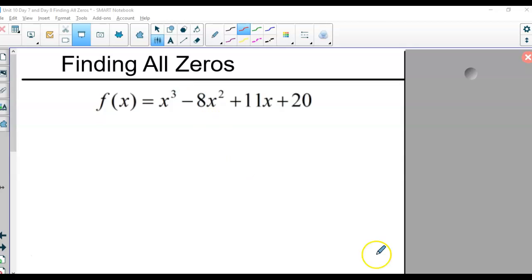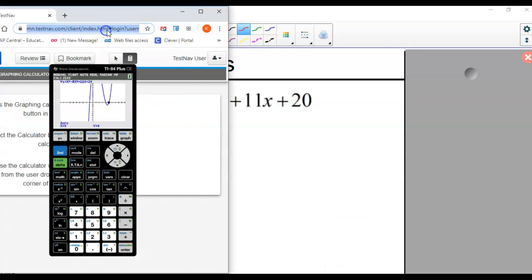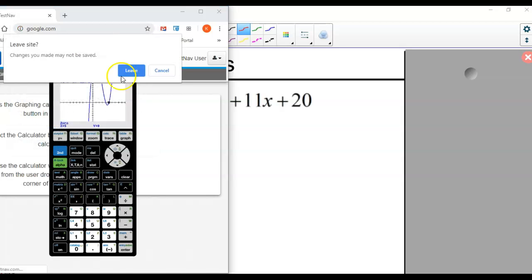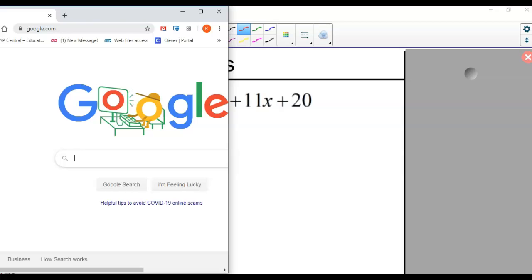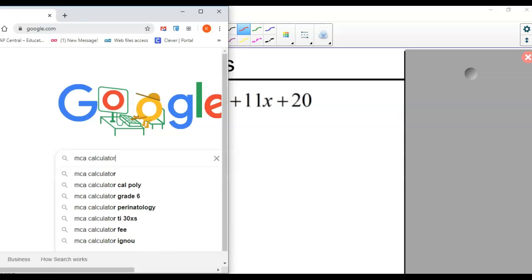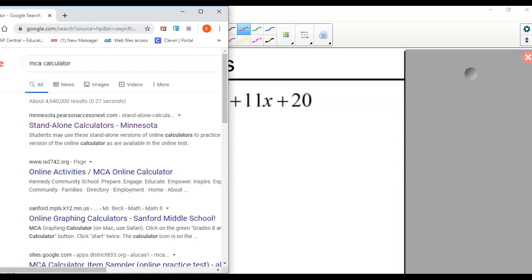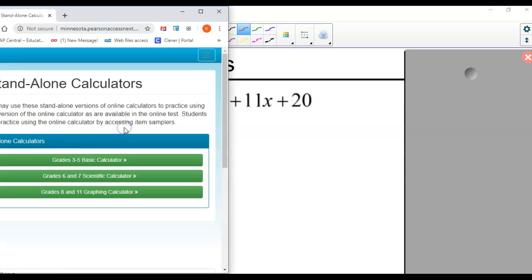So let's get going. We need to go to our graphing calculator, okay? So we're going to go to Google. Okay, so you should be at Google right now. Next, we're going to type in MCA calculator. Standalone calculators, we're going to click on that. So what we've done is we've gone to Google, we type in MCA calculator, and now we click on standalone calculators. We see the grade 8 and 11 graphing calculator, so we hit enter on that.